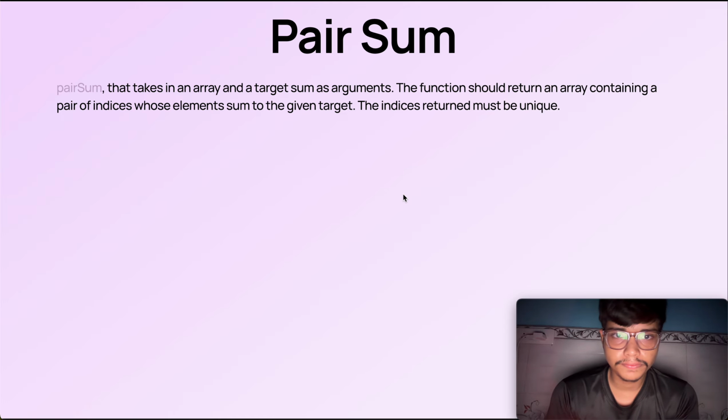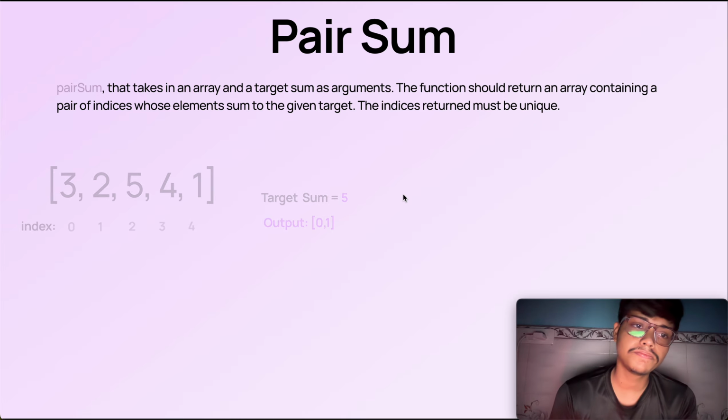Let's start with the problem. In this video we'll solve a problem called pair sum. So what is pair sum exactly? The pair sum function takes an array and a target sum as arguments. The function should return an array containing a pair of indices whose elements sum to the given target, and those indices returned must be unique.